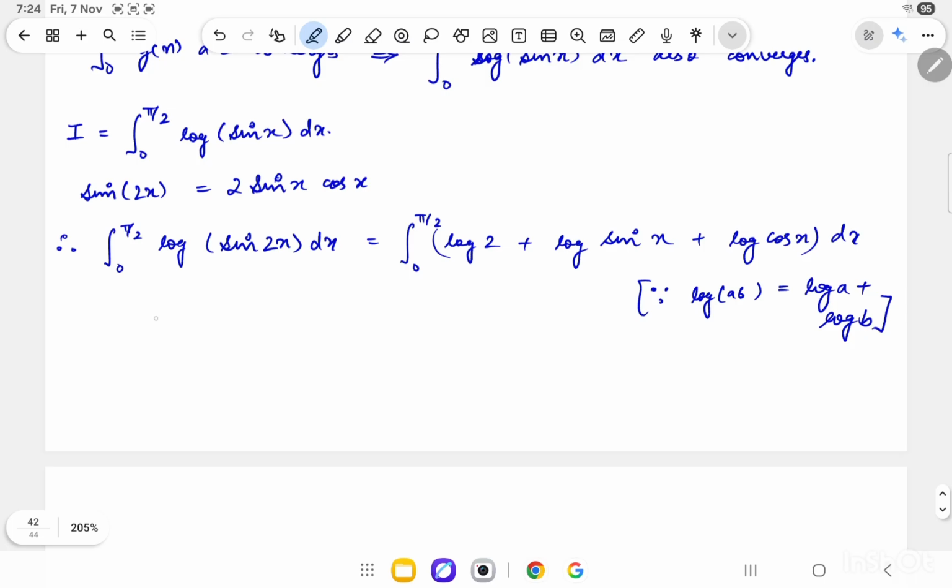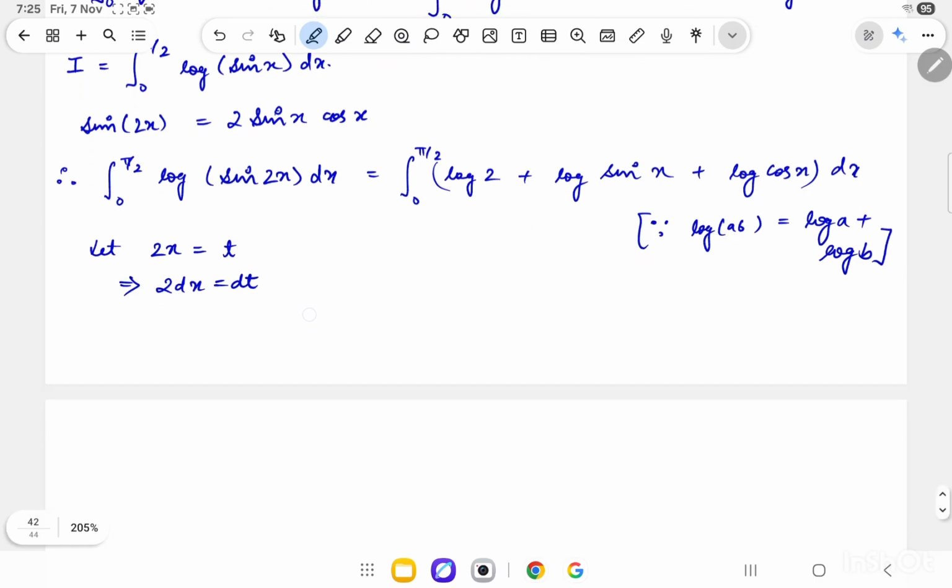Now this thing will be equal to, let's assume that 2x equals some t, and this I am assuming for the term on the left-hand side. So 2 dx will be equal to dt. So the limit changes to 0 to pi, log sin t dt by 2.